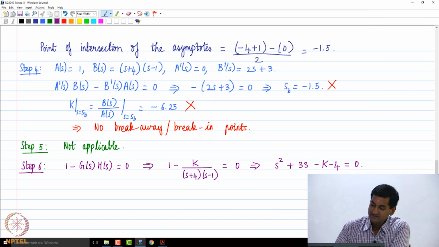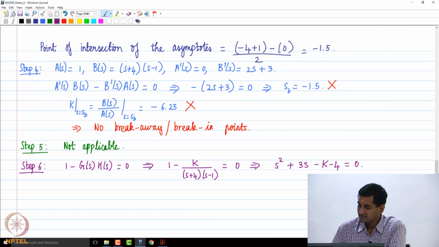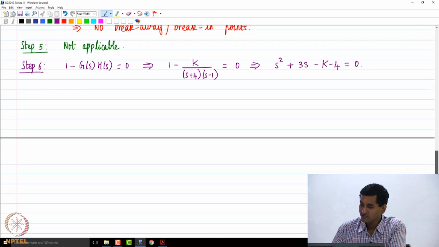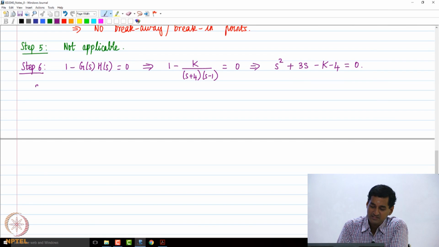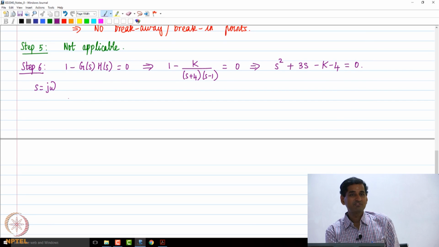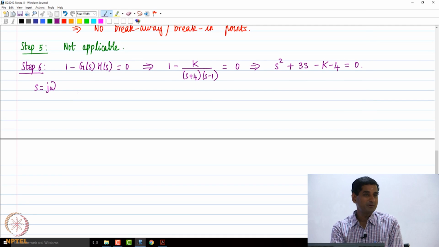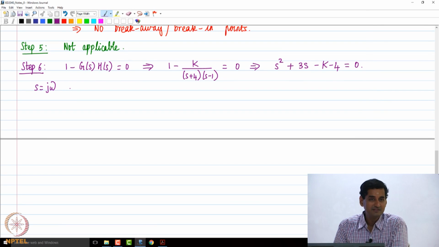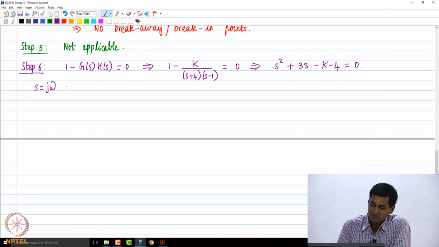Right. Now in this closed loop characteristic equation, you substitute s equals j omega. Why do we substitute s equals j omega? Because on the imaginary axis, the structure of s is of the form j omega, because the real part is 0. That is why we are searching for whether there are solutions of this structure as far as the closed loop characteristic equation is concerned. So if you substitute s equals j omega, we immediately get minus omega squared plus j times 3 omega minus k minus 4 equals 0.